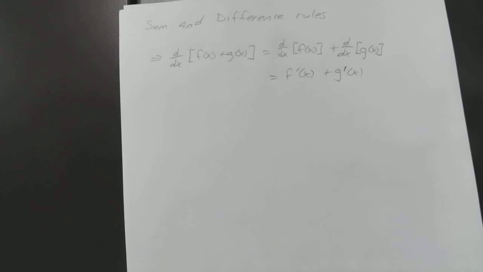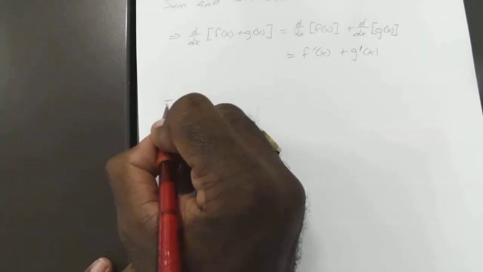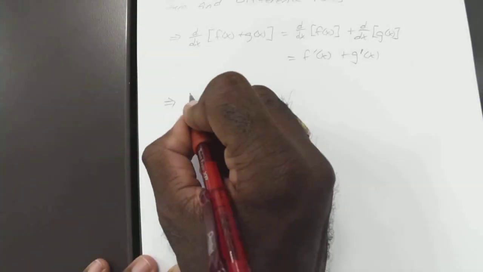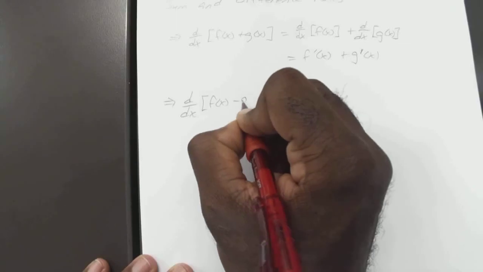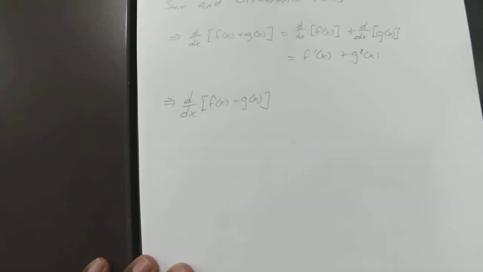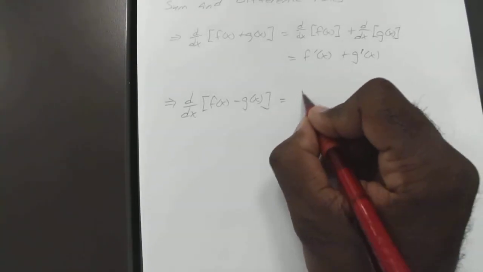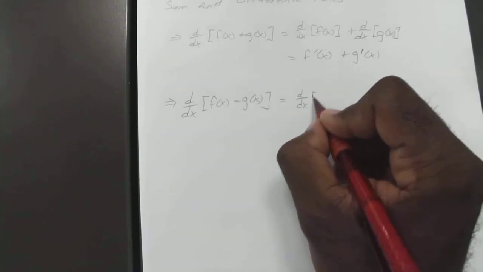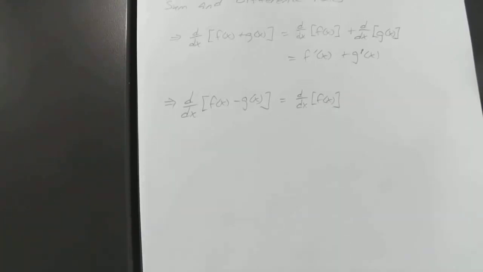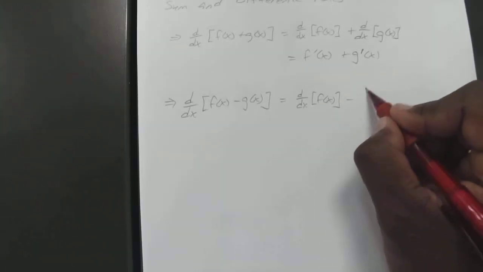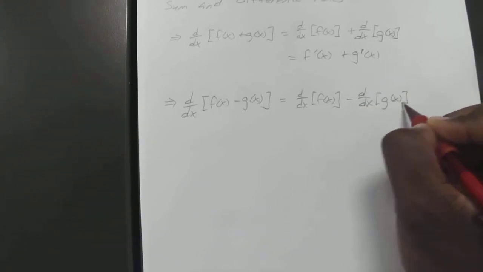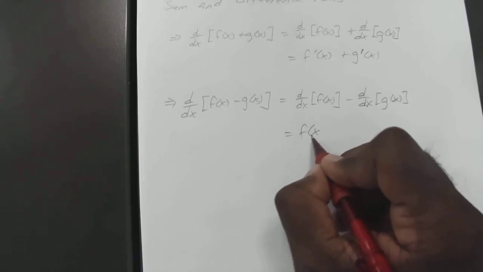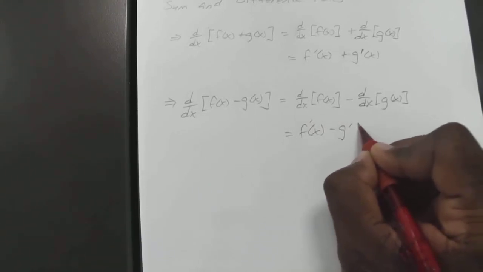Okay. Same thing with subtraction. If you have the derivative with respect to x of f of x minus g of x, again, you just kind of distribute it to both of them. So the derivative with respect to x of f of x minus the derivative with respect to x of g of x, which again is just f prime of x minus g prime of x.